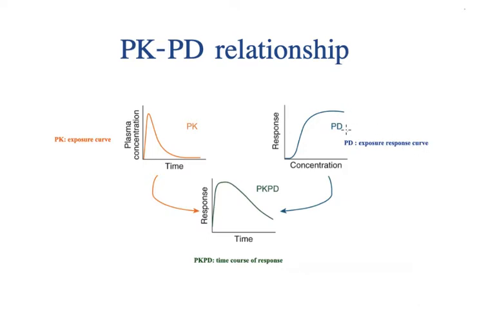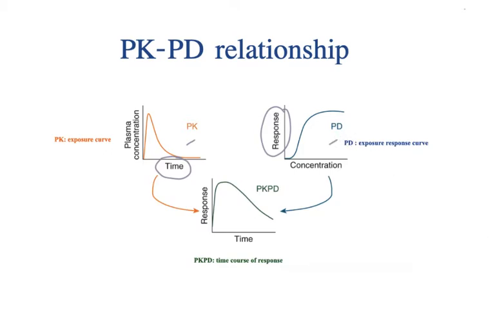When we combine these two concepts together, we get something called the PK-PD, which is the time course of a response. So we're getting the time from the PK and the response from the PD, and we're having this type of curve here. But why do we need to combine them together? Why can't we just depend on PK alone or PD on its own?